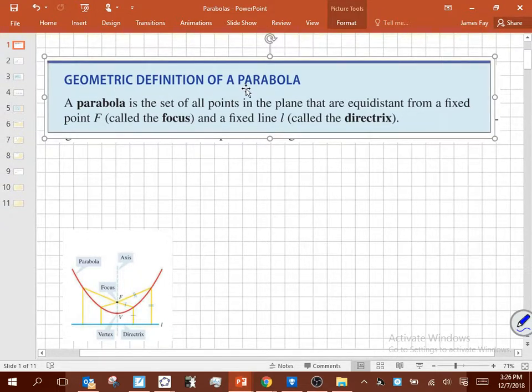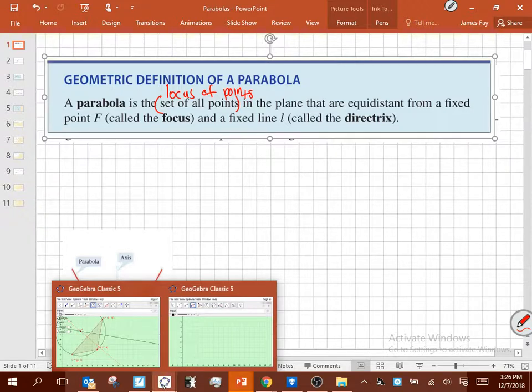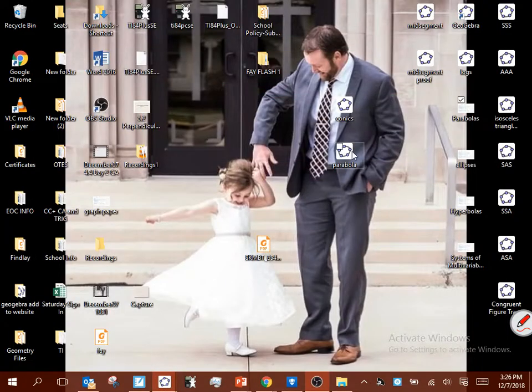The geometric definition of a parabola is: a parabola is the set of all points. Something you might see as well, instead of set of all points, they might write locus of points. A parabola is the locus of points in a plane that are equidistant from a fixed point F, called the focus, and a fixed line L, called the directrix. Locus is just a math word for a group or set of points. When we talk about this definition, I've got another GeoGebra here. I'm just going to open it.